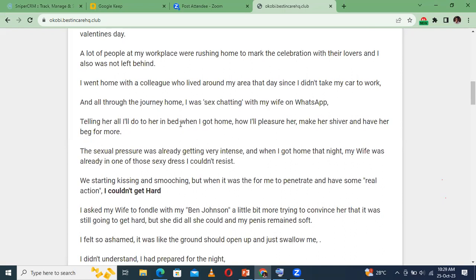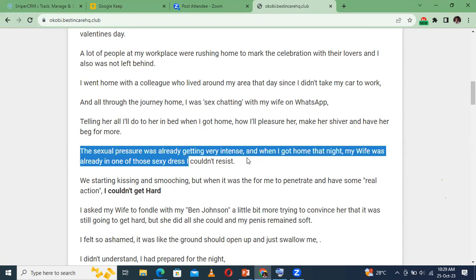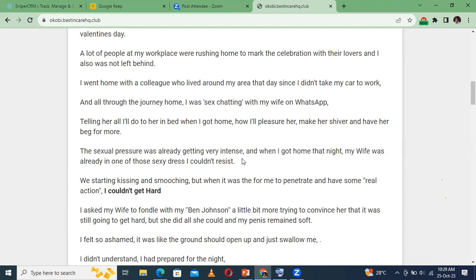I would do to her in the bed when I got home, how I would pleasure her, make her shiver, and have her beg for more. The sexual pressure was already getting very intense. And when I got home that night, my wife was already in one of those sexy dresses I couldn't resist.